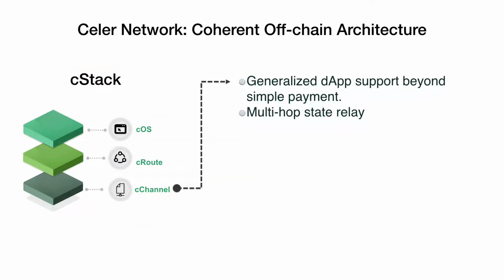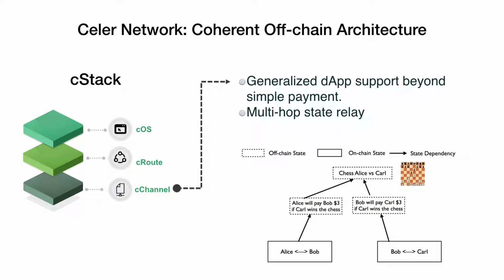Okay, so let me talk through the Celer Network's technology stack, but in the meantime, I will try to be more general and introduce some of the key concepts of off-chain scaling, specifically on the state channel side, the generalized state channel side. In the lowest layer of the Celer Network's technology stack, we have cChannel. cChannel supports generalized DApps beyond just simple payments, and it enables multi-hop state relay.